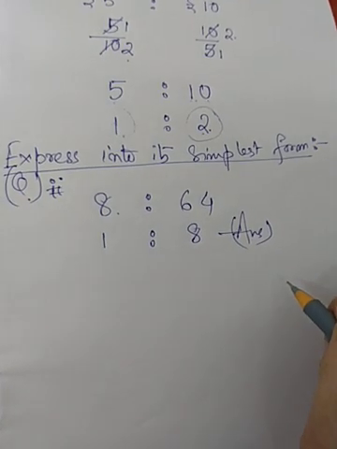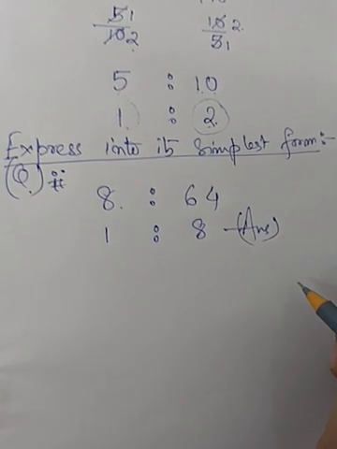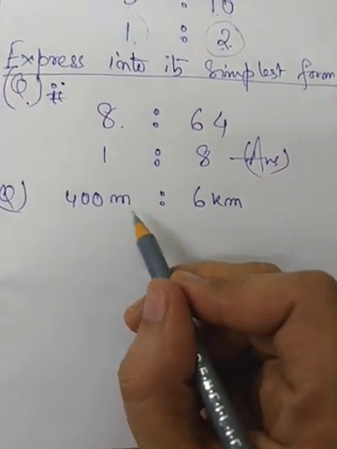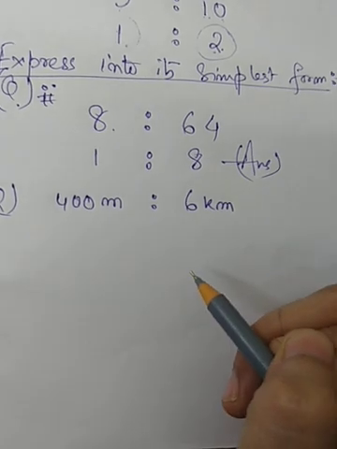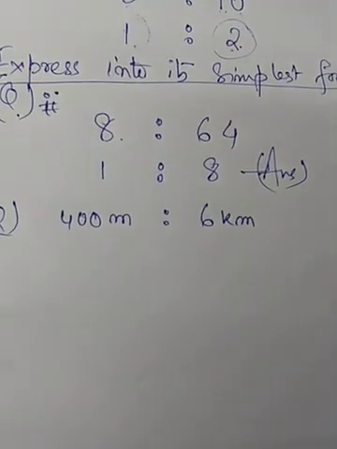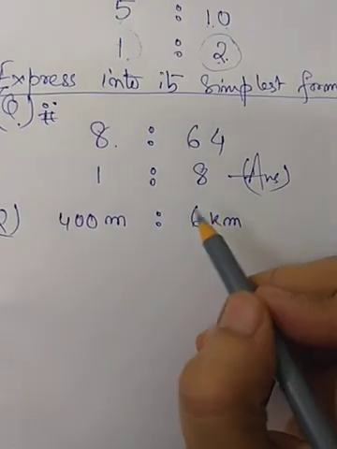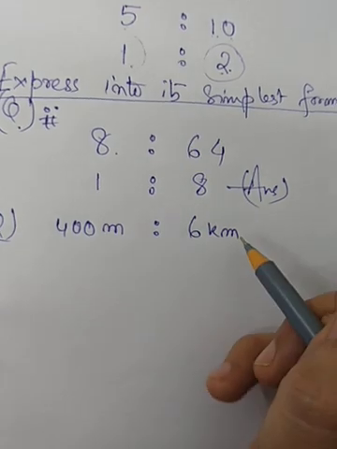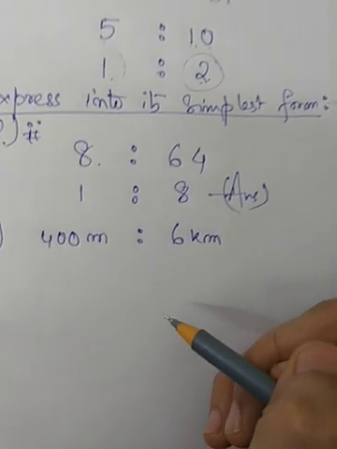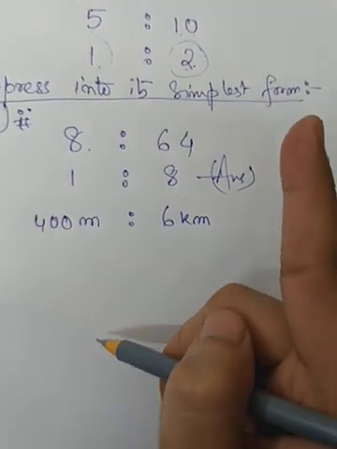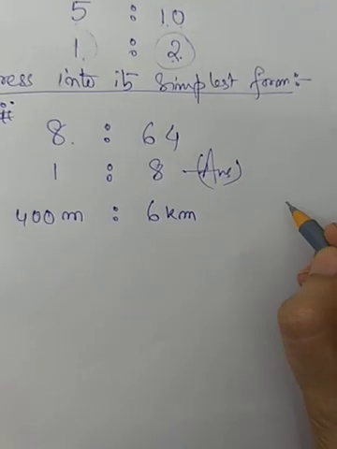Clear? Now let us do some more sums. The next sum is 400 meter is to 6 kilometer. From the earlier discussion, we have discussed that both the units should be the same. Here it is meter and here it is kilometer. So first we have to convert both into one single unit. How can we do it?